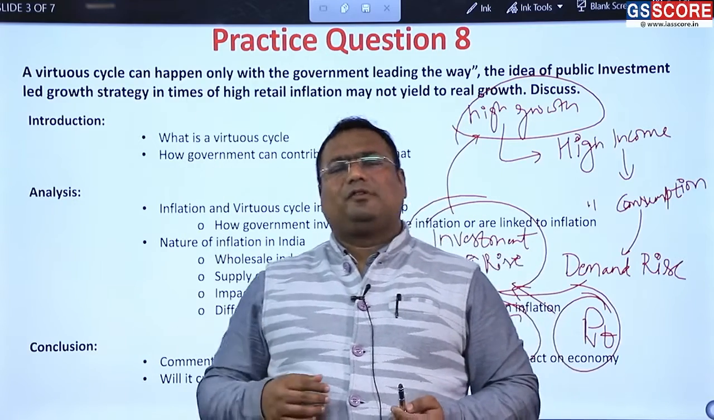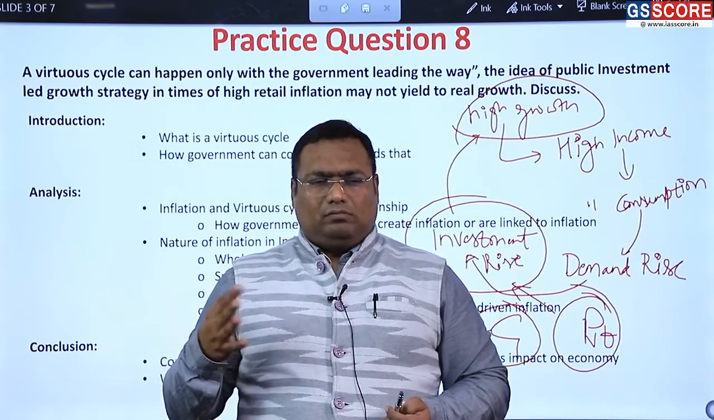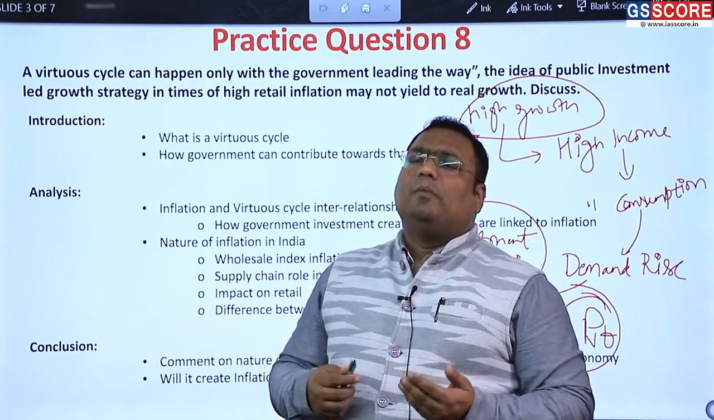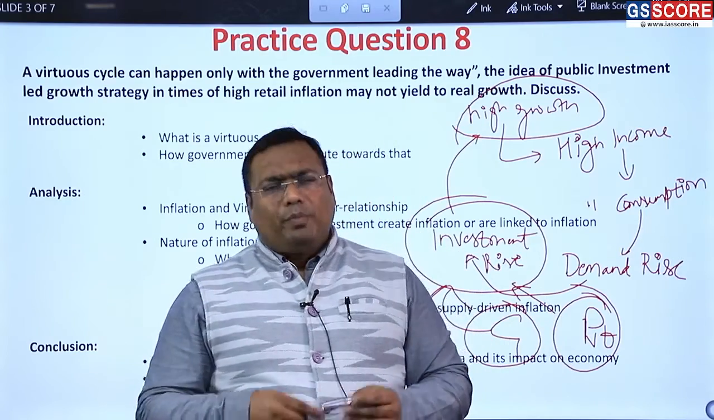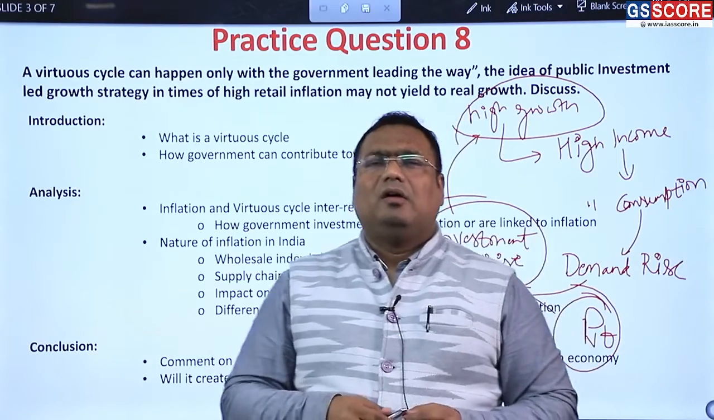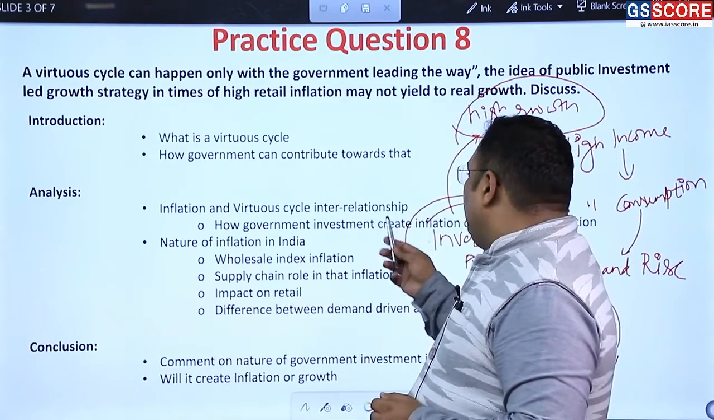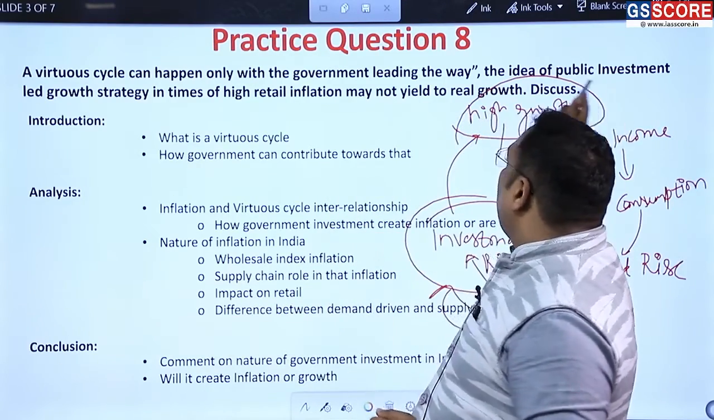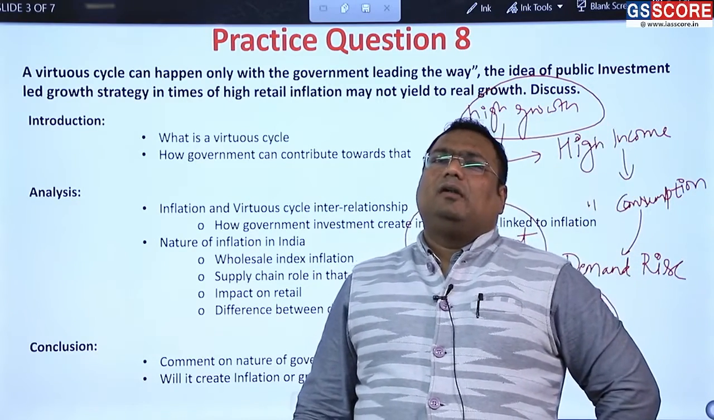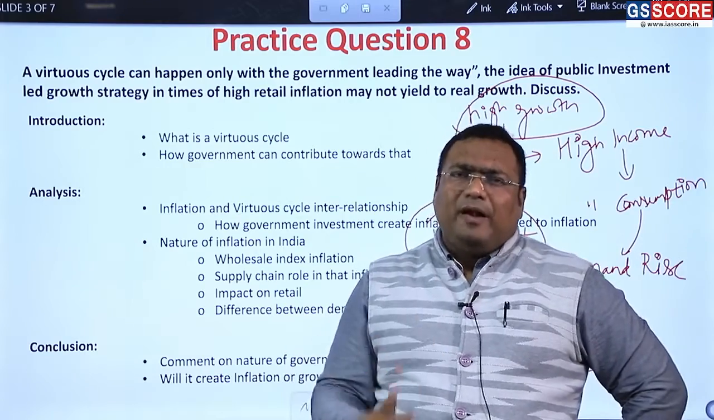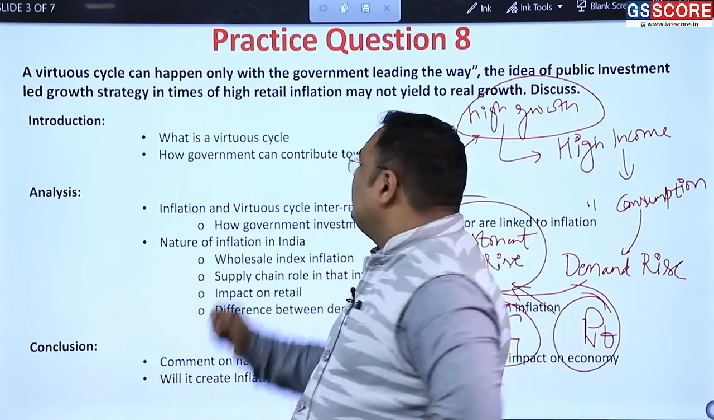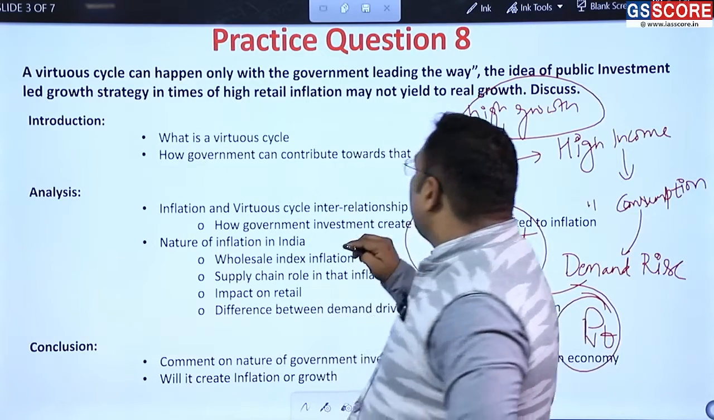His place in economics is very, very high and comparable to Adam Smith, David Ricardo, Marshall, Schumpeter, people like these, the giants in the field of economics. So John Maynard Keynes' ideas were based upon how do we come out of recession, and public investment or public spending based growth strategy was one of his core ideas. Nonetheless, let's move ahead with this question.